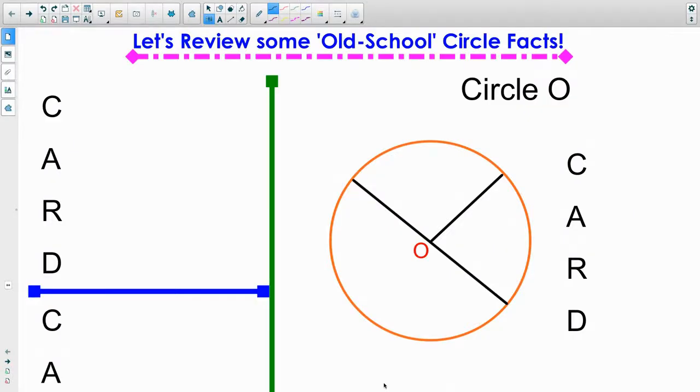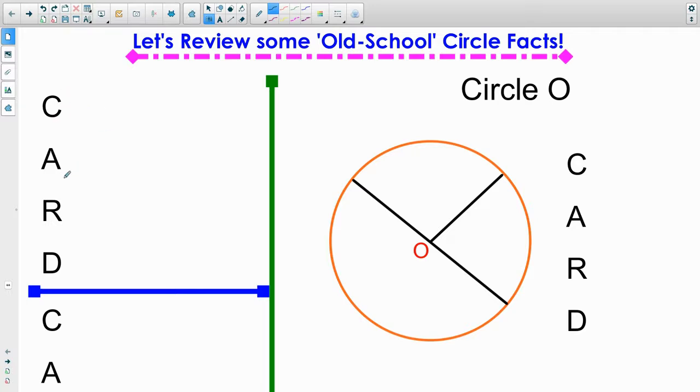Today we're going to talk about the equations of circles. But before we begin, I want to review some old school circle facts, some things that we learned a long time ago in middle school that we might have forgotten, because they're going to come up a lot when we talk about circles and the equations of them.